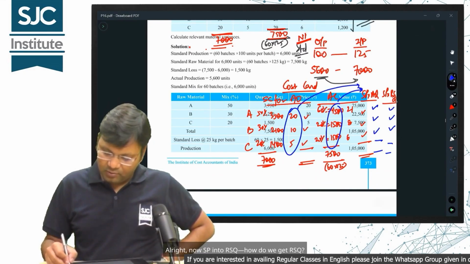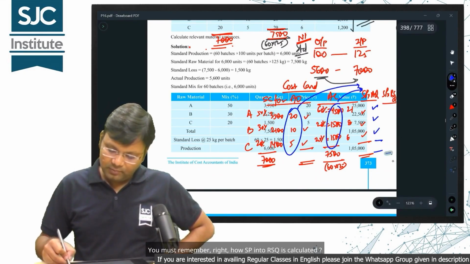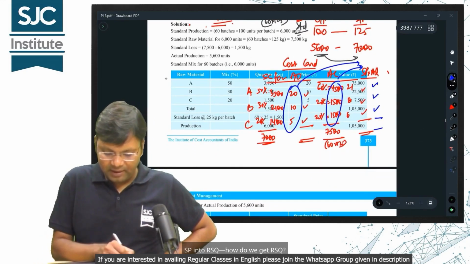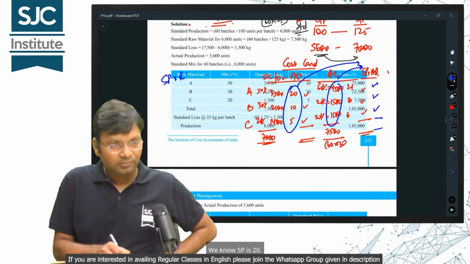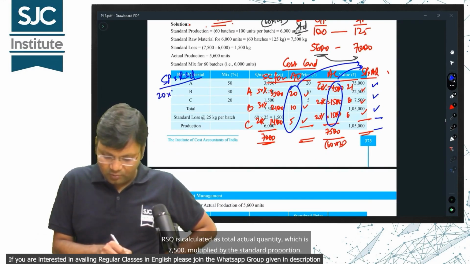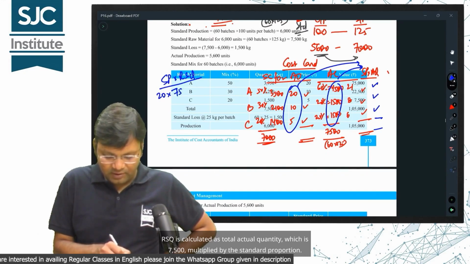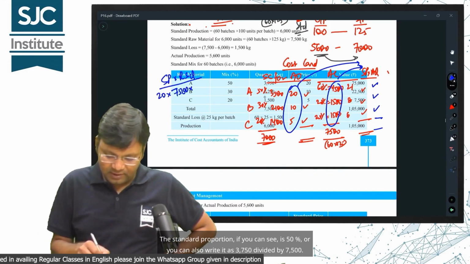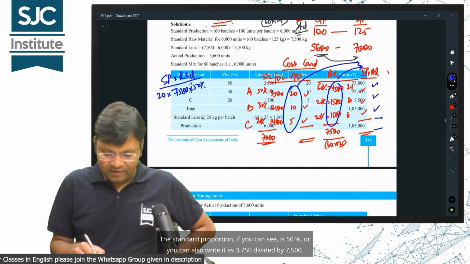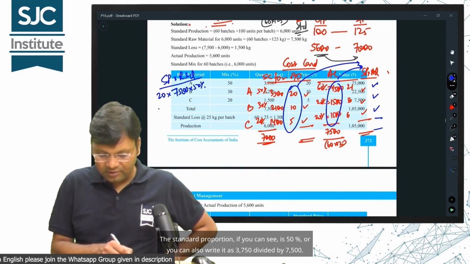Alright, now SP into RSQ. How do we get RSQ? You must remember how SP into RSQ is calculated. We know SP is 20. RSQ is calculated as total actual quantity, which is 7,500, multiplied by the standard proportion. The standard proportion, if you can see, is 50%, or you can also write it as 3,750 divided by 7,500.